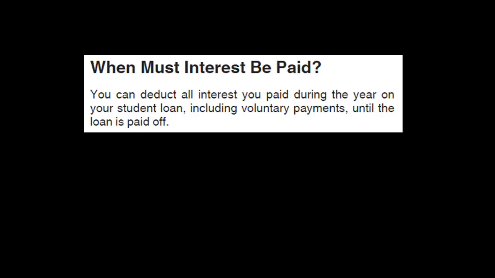Back to the text. When must interest be paid? You can deduct all interest you paid during the year on your student loan, including voluntary payments, until the loan is paid off. In other words, we're typically on more of a cash basis here when we're thinking about the amount of the interest that we can deduct with relation to student loan interest.